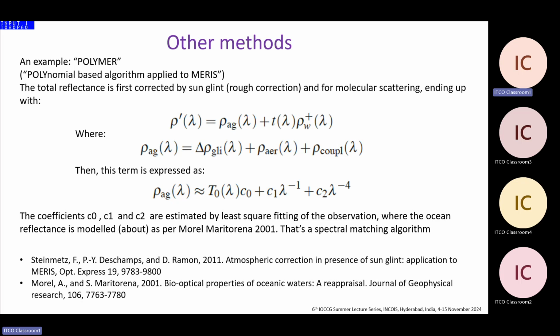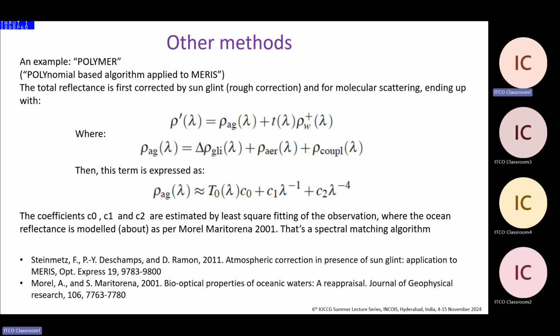Generally, it's expressed in terms of reflectance, but you can express everything in terms of radiance if you want. That's basically the same. The relationship between the two is unequivocal. And then this atmospheric term, in some way, is expressed as a function of three basic terms.